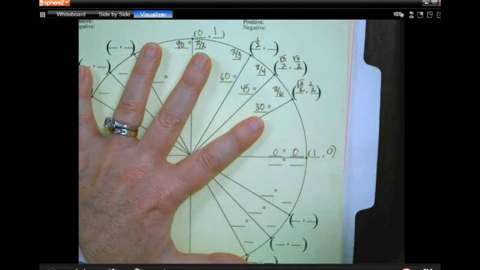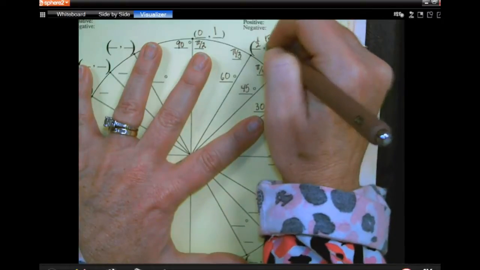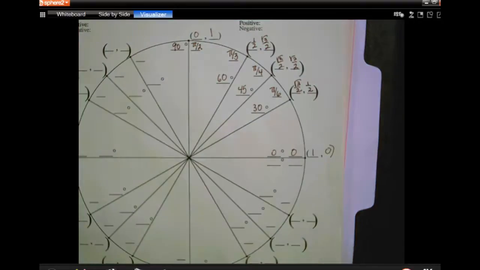All right, so we have a half and the square root of 3 over 2. Is everybody good so far? Yes. Okay, turn your paper over to the back. We are going to finish it, Jada.